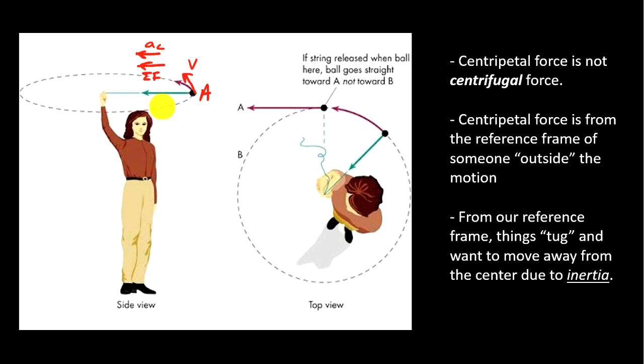In this case, it's a tension. It's the tension in this string. All right, we are going to look in the next slide at an example of how to set this up.